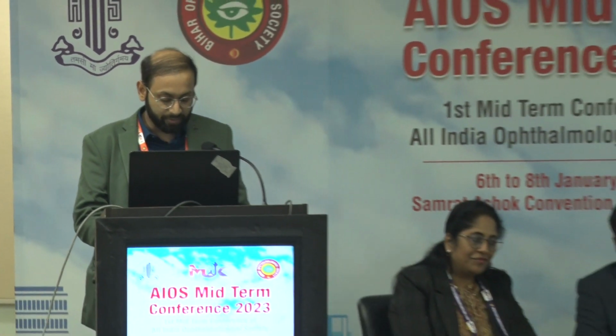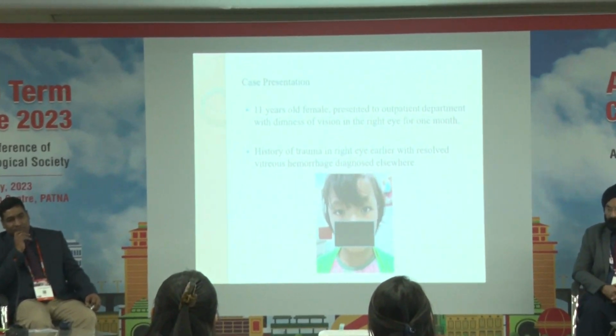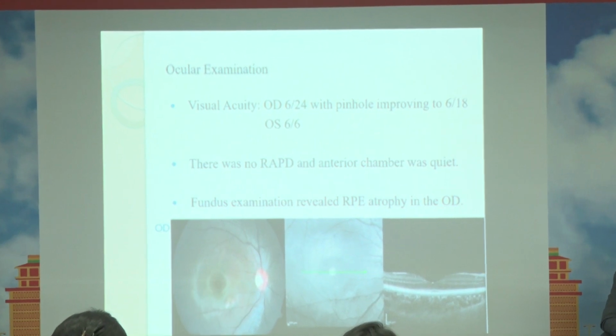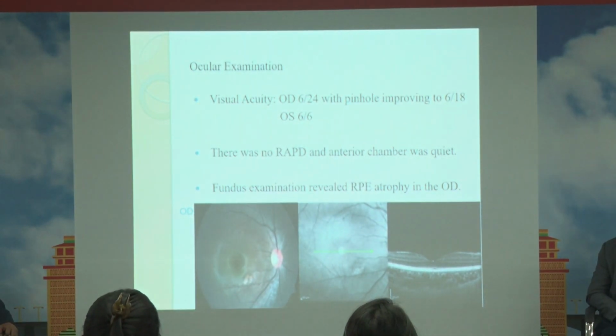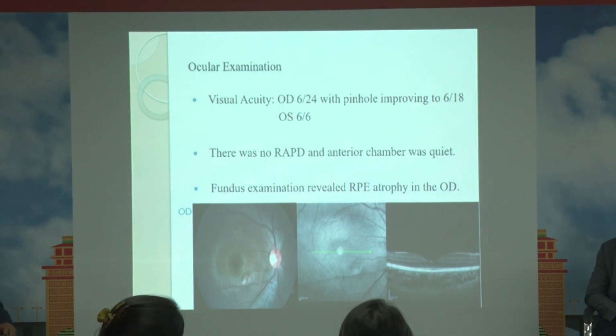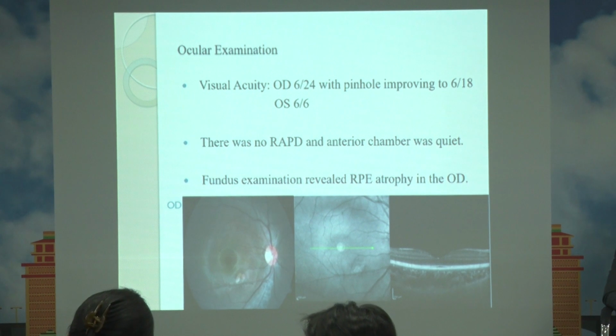We present an 11-year-old female with a history of trauma in the right eye 1 month ago that led to vitreous hemorrhage and was diagnosed elsewhere. She presented to us in the outpatient department with diminution of vision and resolved vitreous hemorrhage. On examination, the vision in the right eye was 6/24, improving to 6/18 via pinhole. We did not find any relative afferent pupillary defect, and the anterior chamber was quiet.